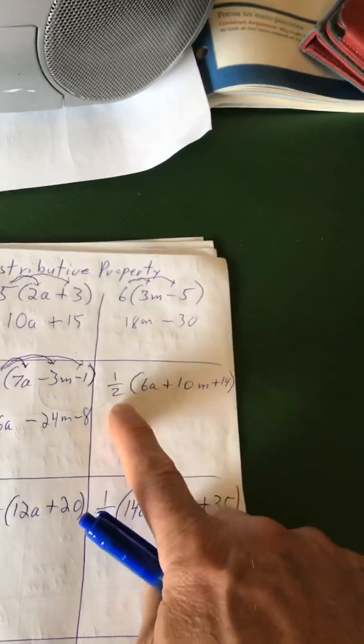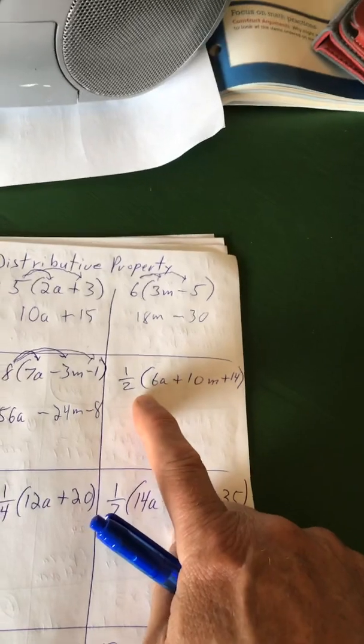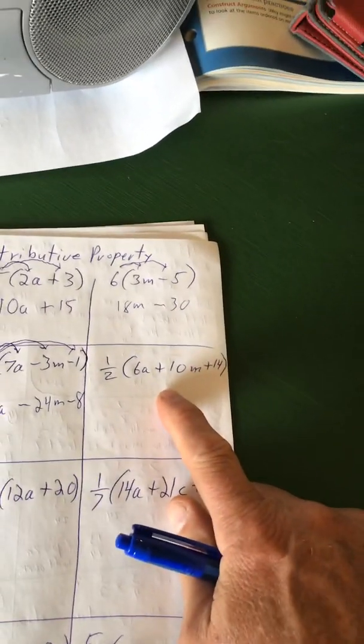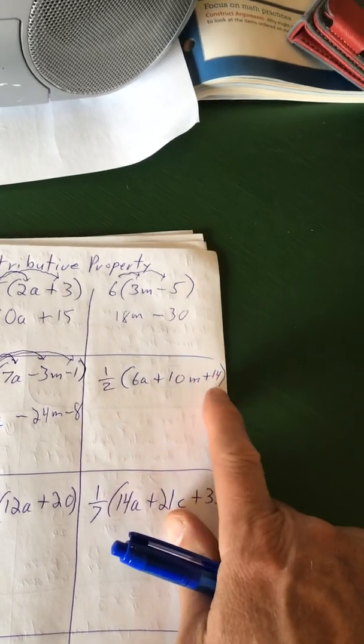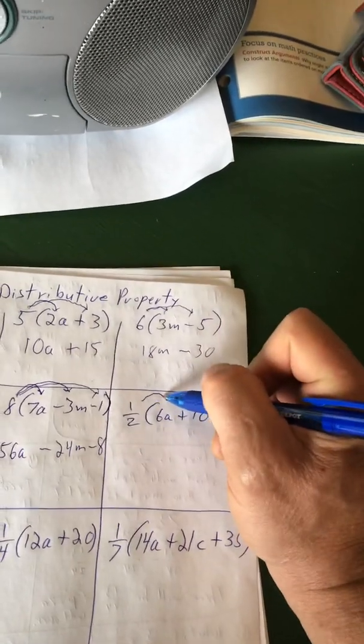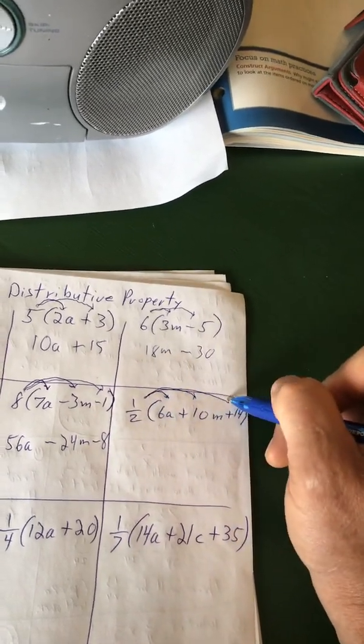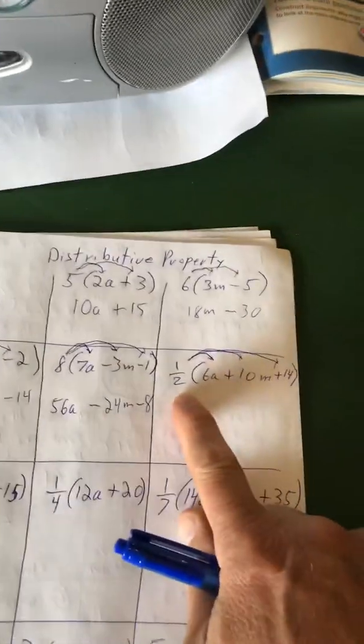Now, this one's a little tougher. You're going to multiply each of these by a half. And you should be able to do half. So here, copy. Half of 6a plus 10m plus 14. So each of these gets multiplied by half. You should be able to do half in your head. Multiplying by half is just dividing by 2, isn't it?